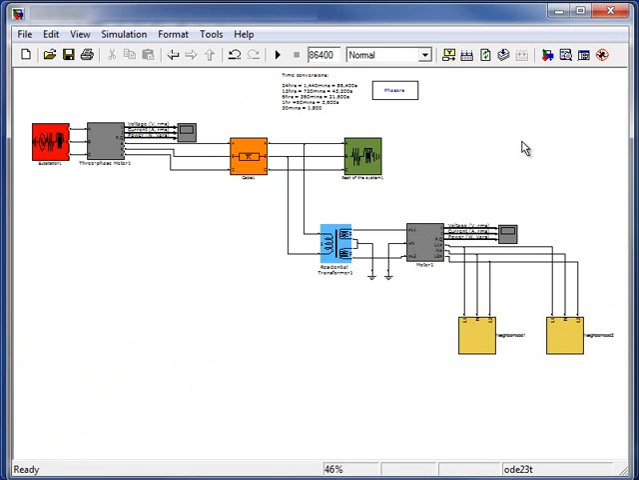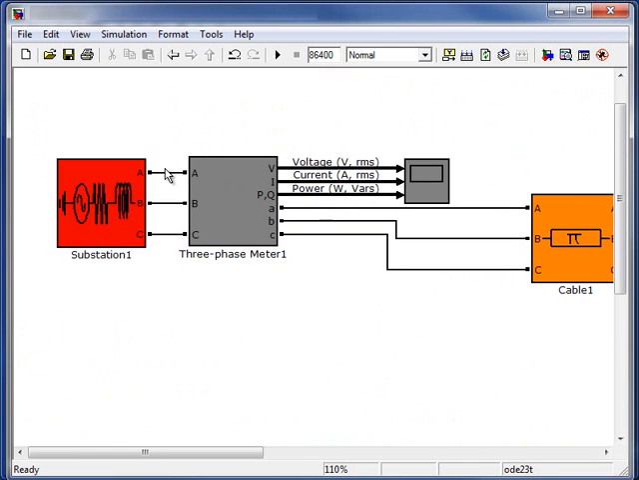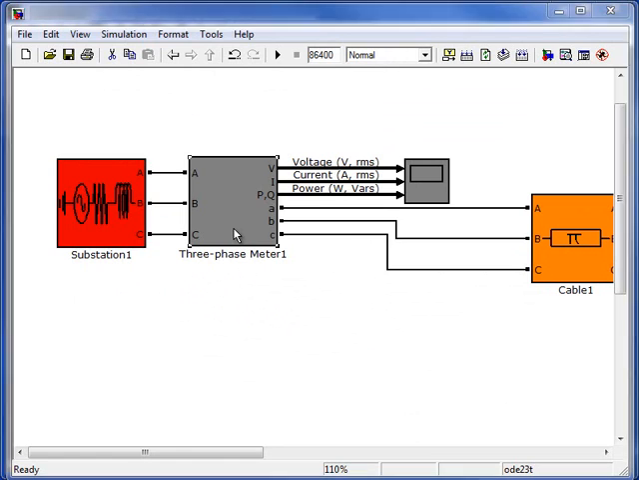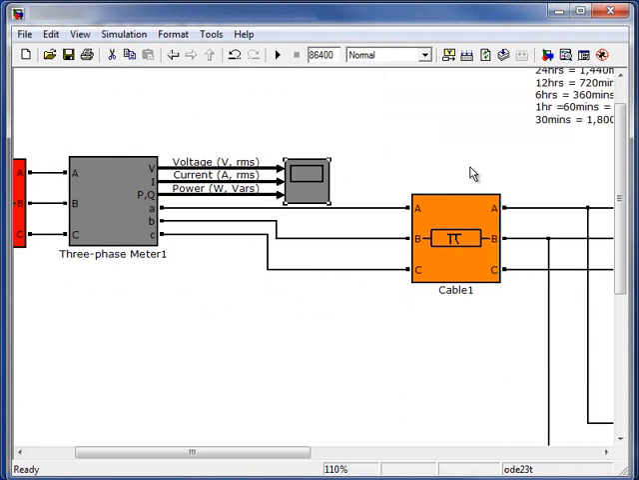Let's go over each one of the blocks shown here. On the left, we have an ideal source. This ideal source is supposed to represent the output of the substation transformer at a given voltage and frequency. This is a meter that is placed here to measure three-phase voltage, current, and power. The output of this meter will be sent to this scope shown here.